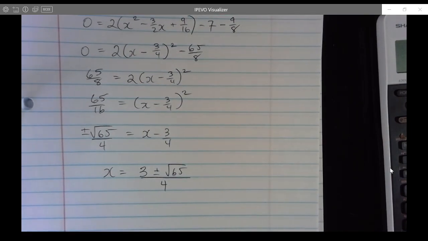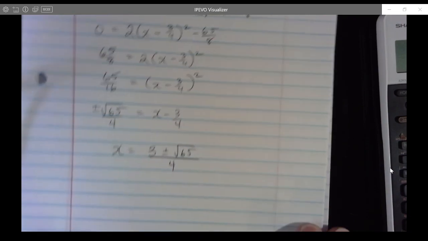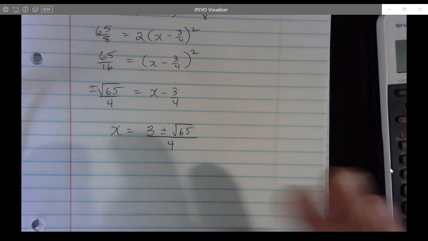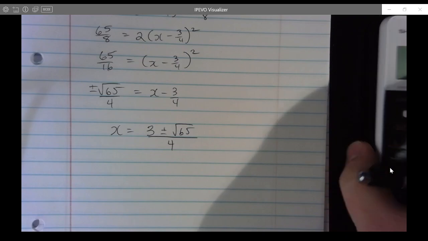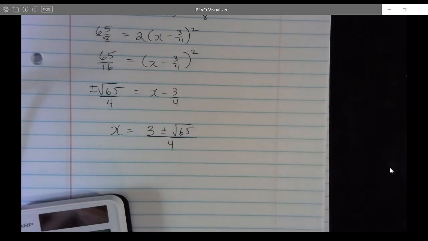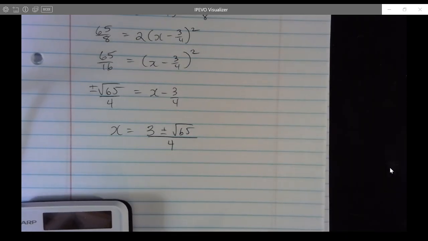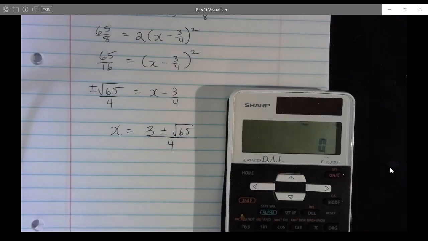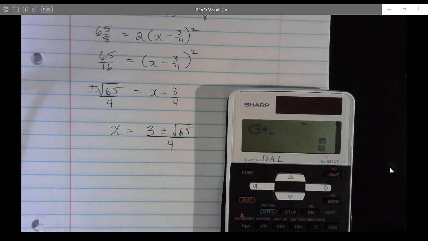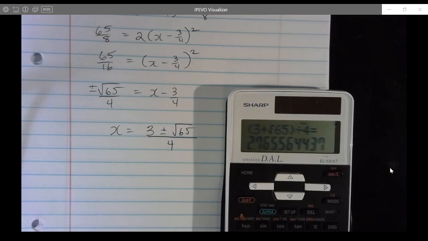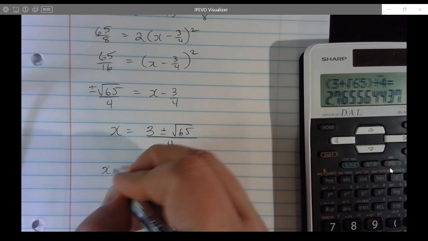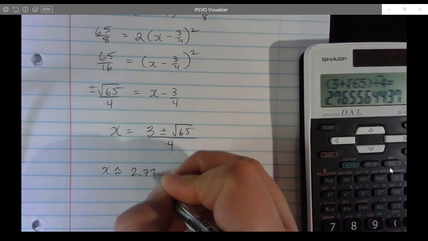Okay, now let's get a decimal approximation for that. I did ask for an exact answer, but I'm going to check to see how we did by using Desmos and graph. I kind of want to know what the decimal approximation of that is. So open a bracket and go 3 plus the square root of 65. Close the bracket and divide by 4. And as you can see, it's 2.77 if I rounded it to 2 places. So x is approximately equal to 2.77.